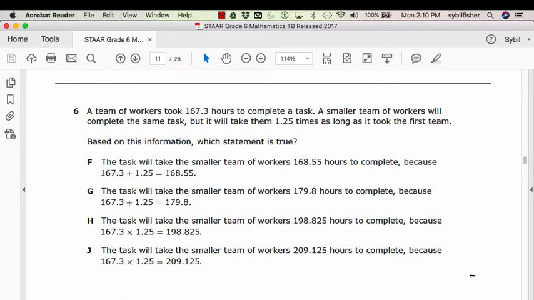H, the task will take the smaller team of workers 198.825 hours to complete because 167.3 times 1.25 equals 198.825. Or J, the task will take the smaller team of workers 209.125 hours to complete because 167.3 times 1.25 equals 209.125.